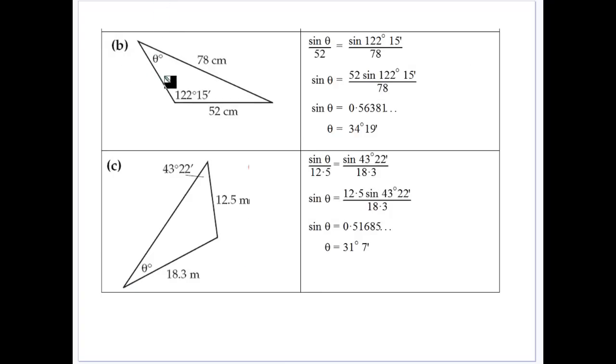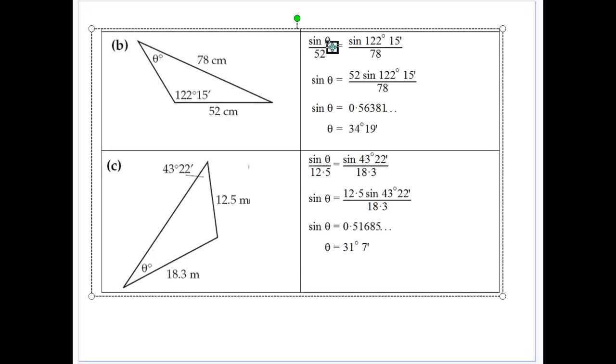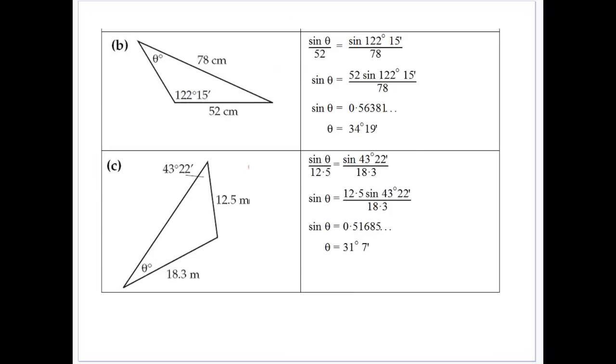This time we've got theta opposite 52, and we've got 122 degrees and 15 minutes opposite 78. So we're able to set that up. Sine of theta on 52, sine of 122 degrees 15 minutes over 78, and then sine of theta would be equal to that expression. Put it in your calculator and then take the inverse sine. We get 34 degrees 19 minutes.